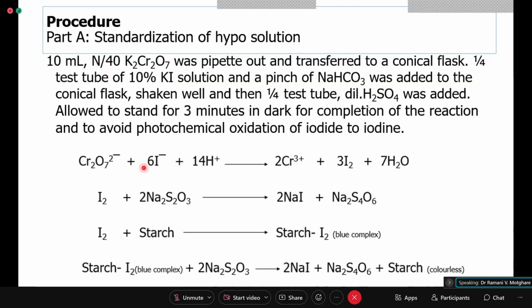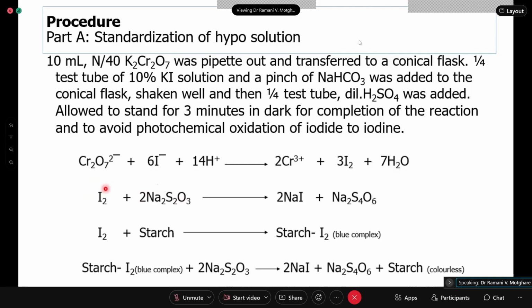So this is not a direct oxidation of this. What you are doing is potassium dichromate, which is an oxidizing agent, oxidizing iodide to iodine, and the hypo solution or sodium thiosulfate is capable of reacting with iodine to form NaI. So sodium thiosulfate can react with the liberated iodine. How much sodium thiosulfate will be required depends on how much iodine is released.